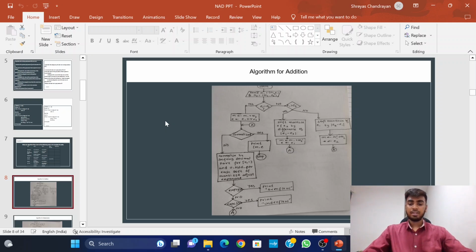If e1 is not equal to e2, we will check if e1 is greater than e2. If e1 is greater than e2, we will shift the mantissa of e2 by the difference mod e1 minus e2, and we will store m as m1 plus m2 dash and e as e1 and print a. If e2 is greater than e1, then we will shift mantissa of e1 by e2 minus e1, and m as m1 dash plus m2 and e as e2.